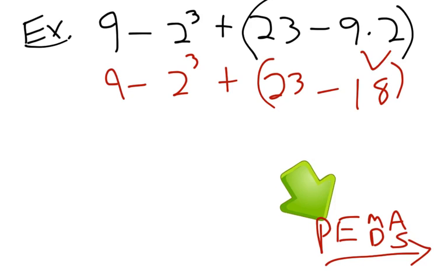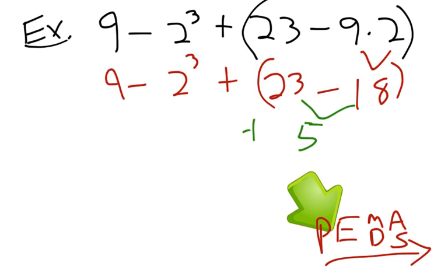So I'm still on parentheses because I didn't finish doing everything inside parentheses. So I'm still going to do that. So 23 minus 18 is next. And 23 minus 18 is 5. Now since there's nothing left to do there, I can get rid of those parentheses. So I'm going to bring everything else down.